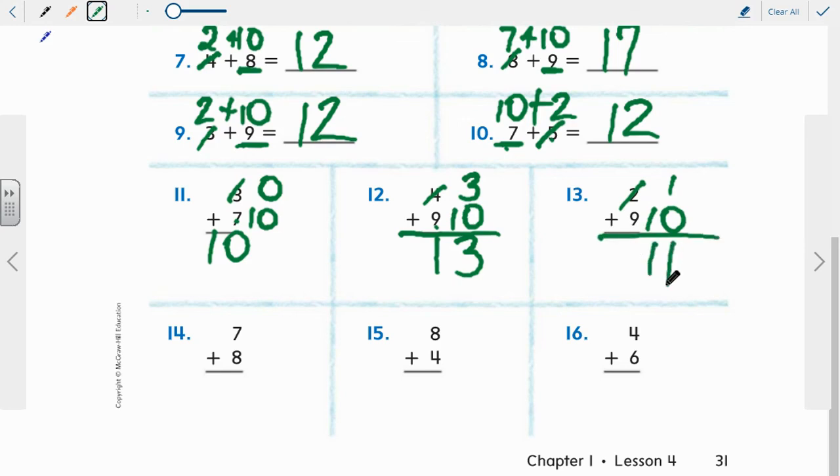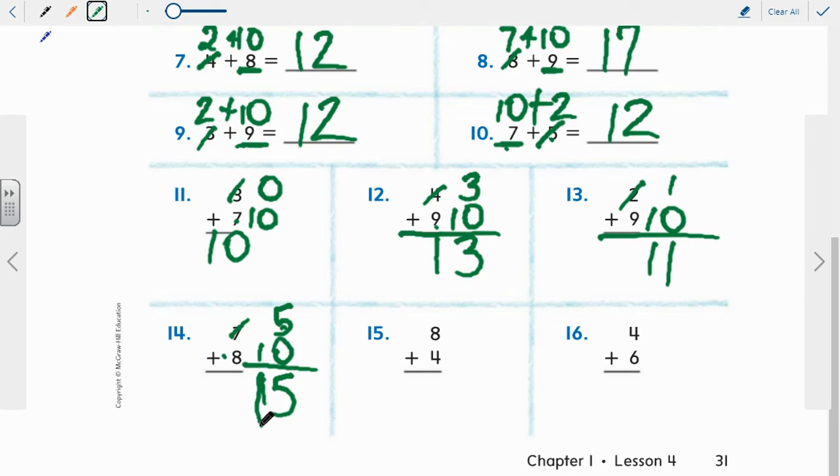For number 14, my larger add-in is going to be my 8. So I need to borrow 2 from my top one to turn it into a 10. So when I have 7 and I take 2 away from it, I'm left with a 5. Well, 5 plus 0 is 5, and 0 plus 1 is 1. So my answer is 15. Sorry about that. For number 15, I've got 8 plus 4.